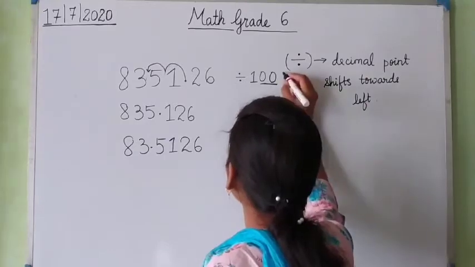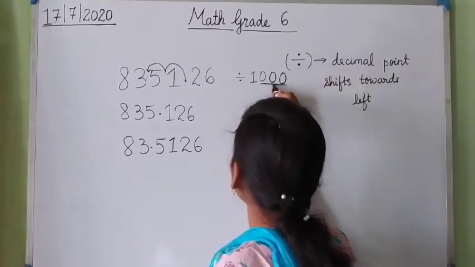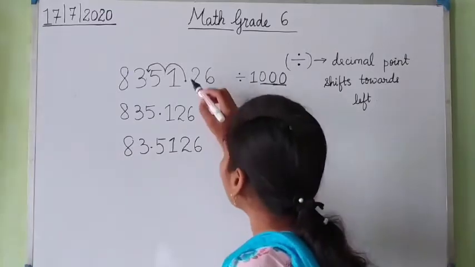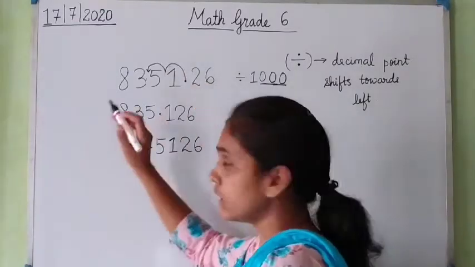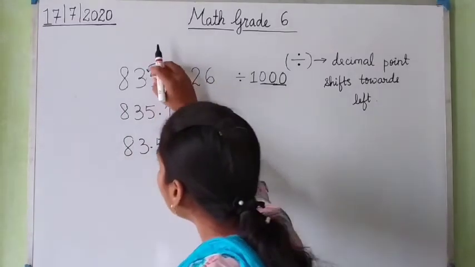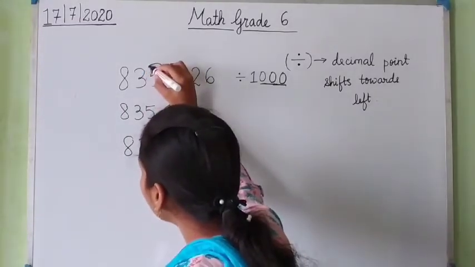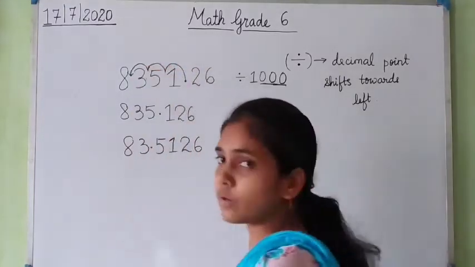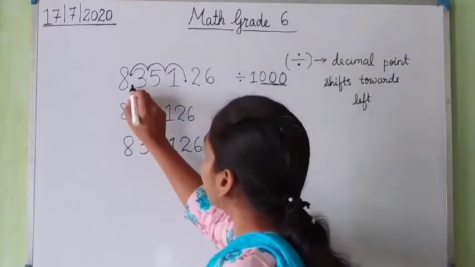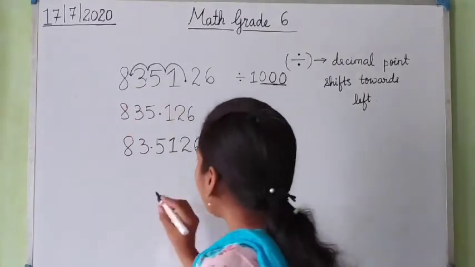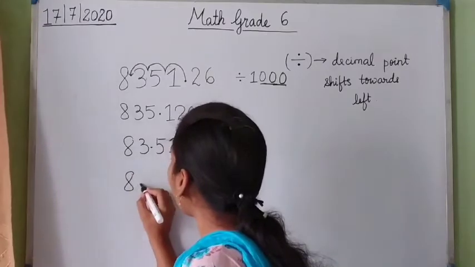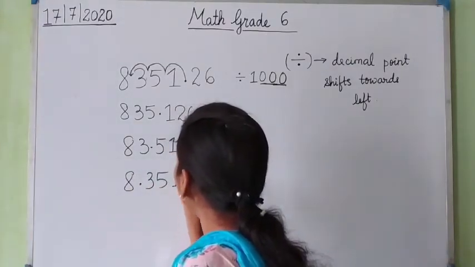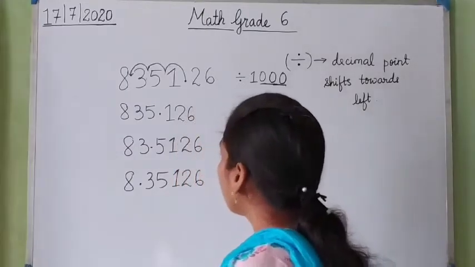Okay, now similarly if we divide the number by 1000, how many zeros are there? 1, 2, 3 zeros are there. So the decimal point is going to shift how many times to the left? 1, 2 and 3 times. So it will shift 3 places, 3 digits towards the left. Now the point will come between 8 and 3. So the number becomes 8.35126.